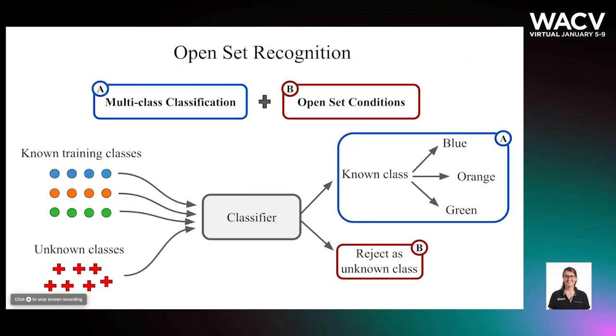Open set recognition extends multi-class classification to open set conditions. Along with the known training classes, a classifier also encounters object classes that were not present during training, or unknown object classes. The classifier must be able to A. correctly classify inputs that belong to a known training class, as well as B. rejecting inputs from unknown classes.